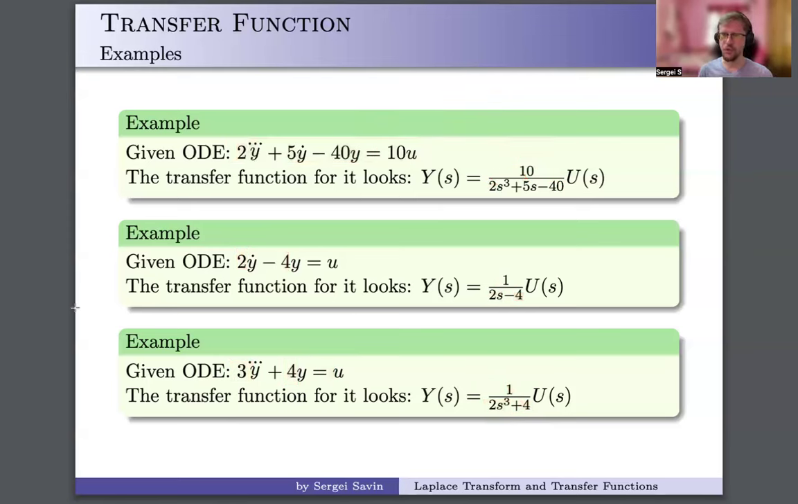I think the process is almost mechanical. It is very hard to make mistakes here. Any questions about this process? Okay.